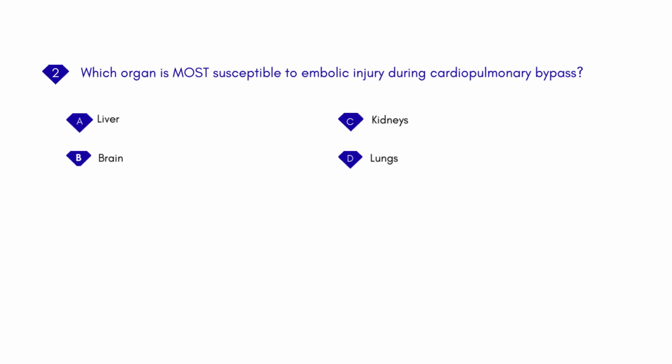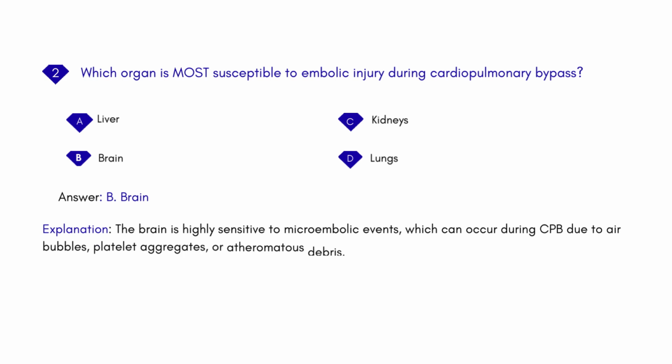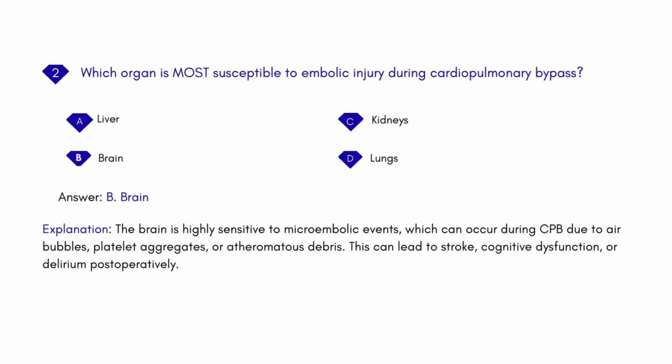Which organ is most susceptible to embolic injury during cardiopulmonary bypass? A. Liver. B. Brain. C. Kidneys. D. Lungs. Answer: B. Brain. Explanation: the brain is highly sensitive to microembolic events, which can occur during CPB due to air bubbles, platelet aggregates, or atheromatous debris. This can lead to stroke, cognitive dysfunction, or delirium postoperatively.